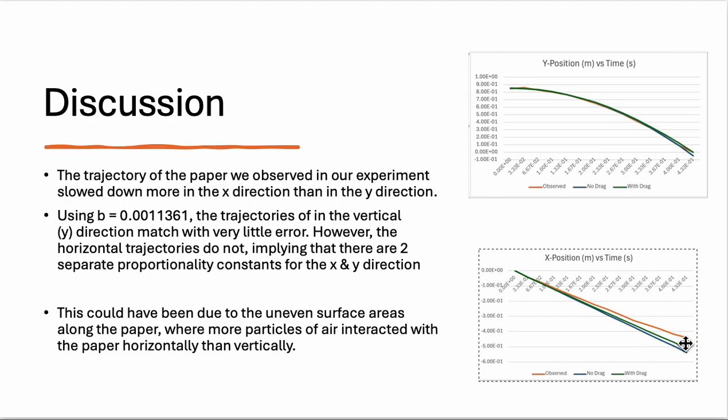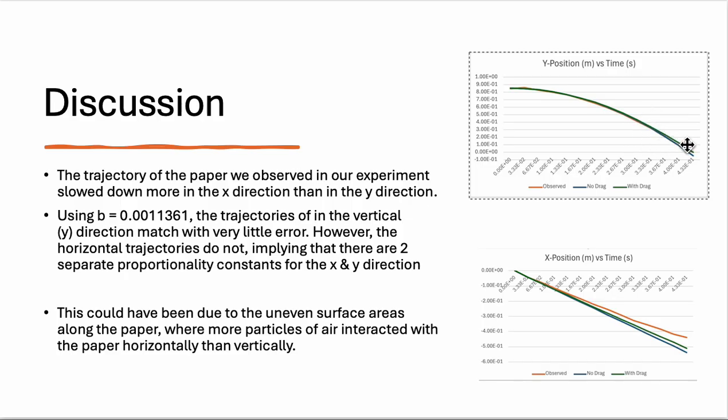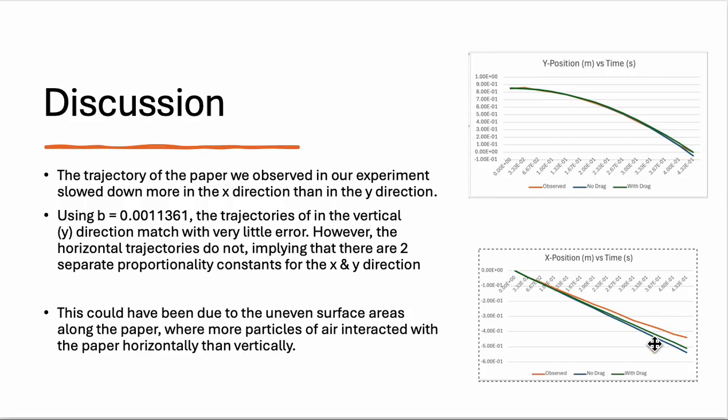Because if you try to change b so that the model with drag will match with the observed, then it will change this one so that it does not match. So therefore, there should be two separate constants that are both close. This could have been due to something like uneven surface areas along the paper, where essentially more particles of air would be interacting with the paper horizontally than vertically, causing it to slow down more.